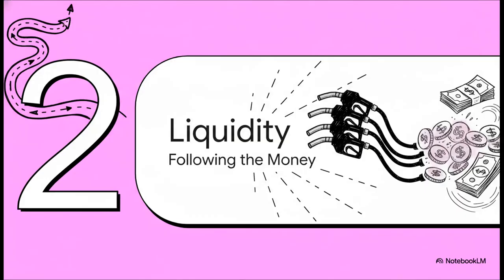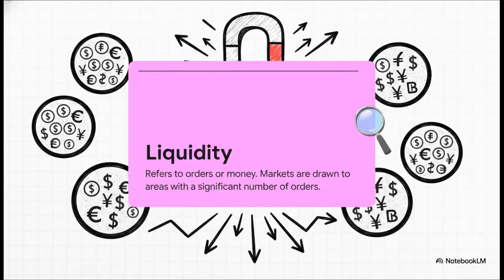Okay, so if structure is our map, then liquidity is the fuel. Or maybe think of it like the destination. It's the money that the market is constantly hunting for, pulling price toward these really specific spots on your chart. So what is liquidity, really? Well, in the simplest terms, it's just a bunch of orders, a pile of money, all sitting at a specific price level. Seriously, think of it like a giant magnet.